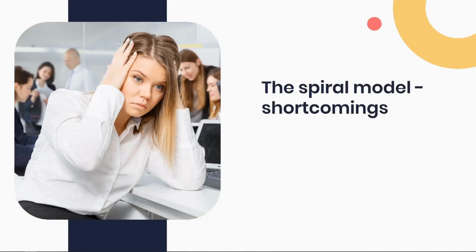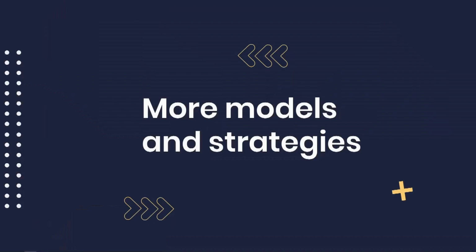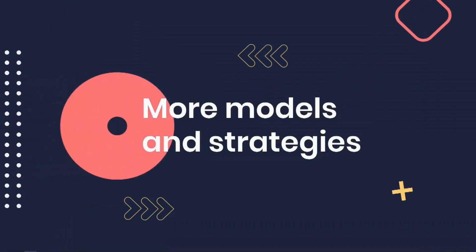In terms of the spiral model's shortcomings, things such as time management can become pretty complex in the spiral model, and it's not suitable for small and low-risk projects because it works out to be more expensive. Because of the sheer number of iterative processes, it produces quite a lot of documentation, which may be difficult to keep track of. Now, we've already seen a pattern where nearly all the software development strategies follow the 7 basic steps that we discussed at the beginning of the lesson.